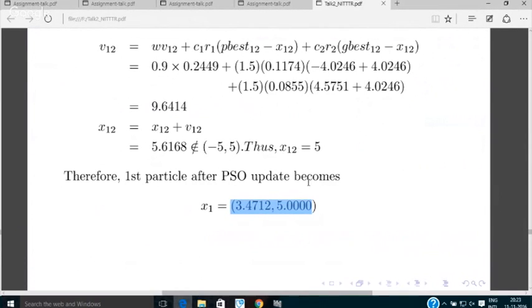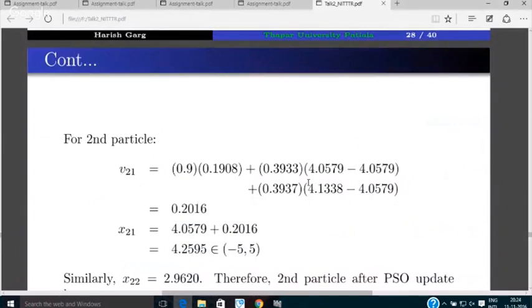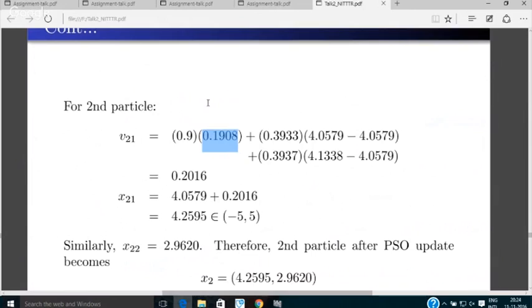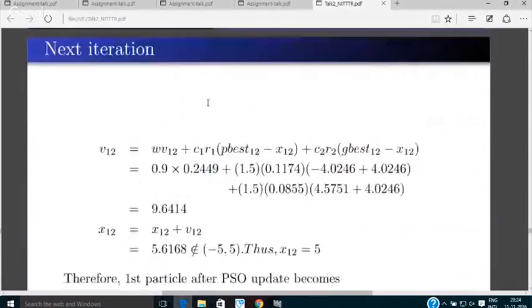Same procedure you can do for the second particle's first component and second component. I'll give you one more slide. For the second particle, swarm size second component, second particle first component, so V21. This is my omega, which I fix at 0.9. This is my 0.1908, my velocity. So 0.1908, look at that in my previous slides.